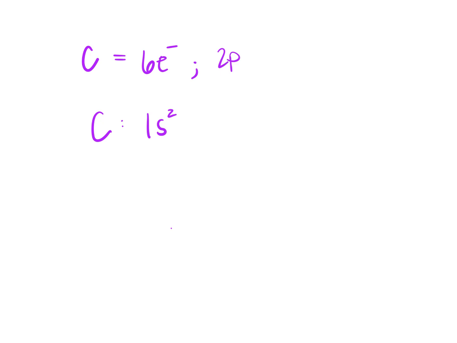After we fill the 1s orbital, we jump down, and now we work on the 2s orbital. And so the 2s orbital is also full. It has 2 electrons present. Do we agree so far?